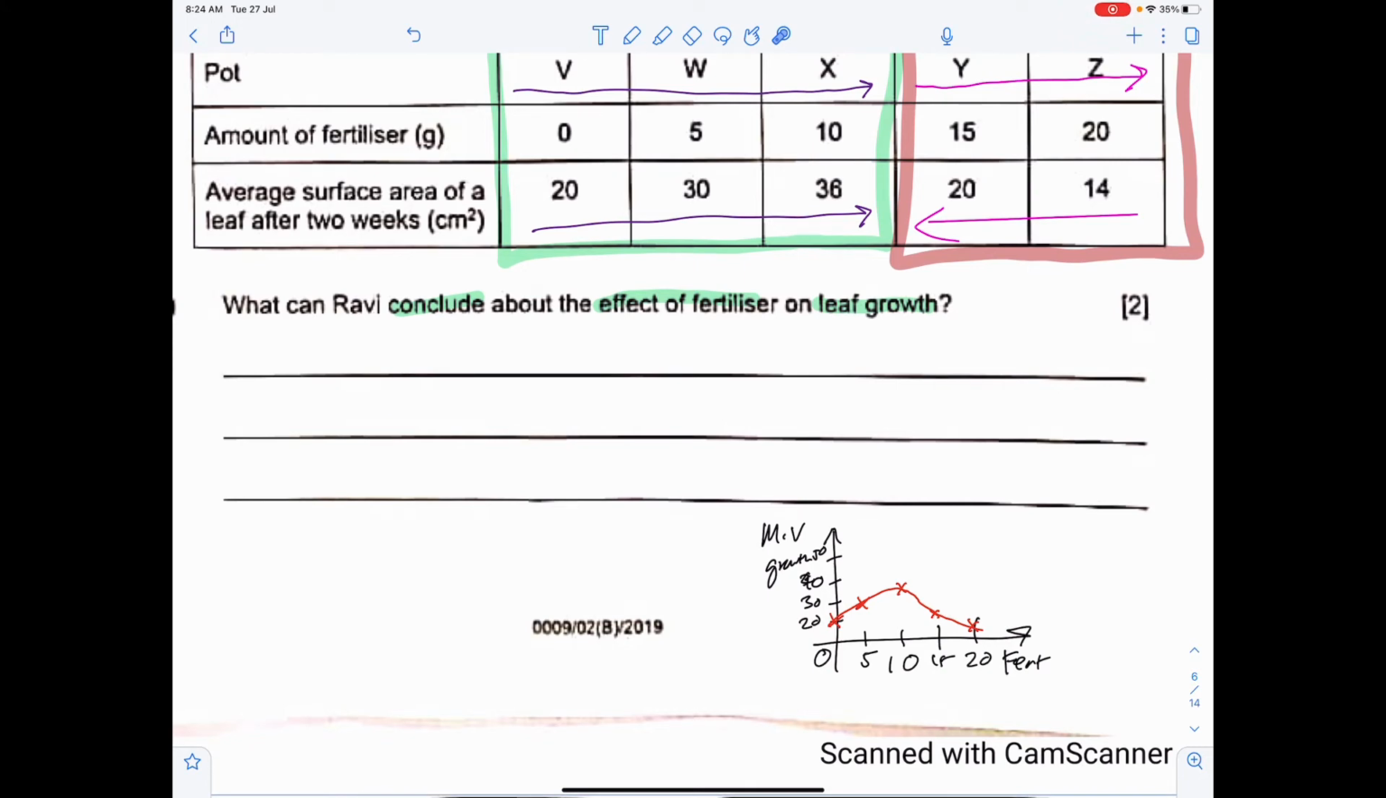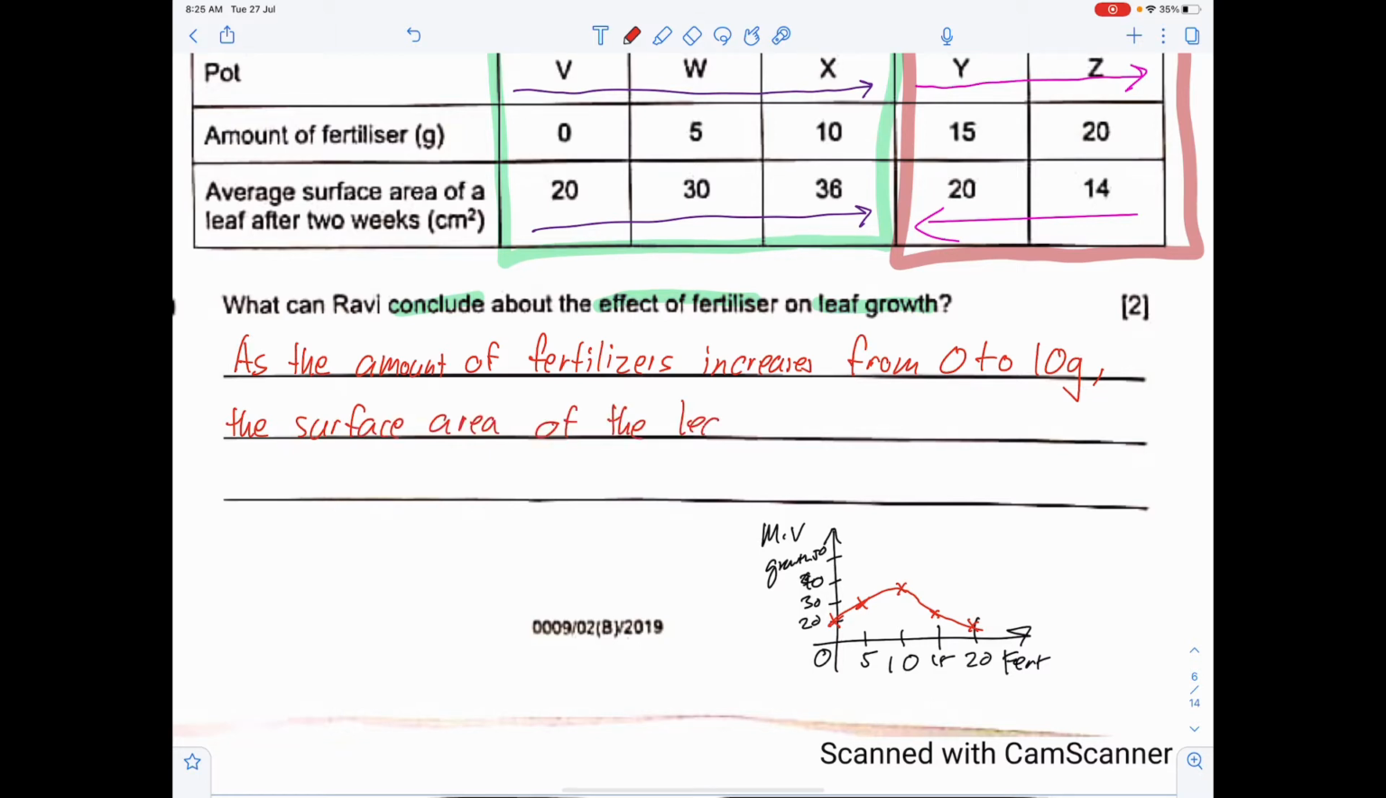Okay, so how would my answer look like? So as the amount of fertilizers increases from 0 to 10 gram. So make sure you have your units there and make sure you quote the data. The surface area of the leaves increases. Alright, that's the first conclusion.